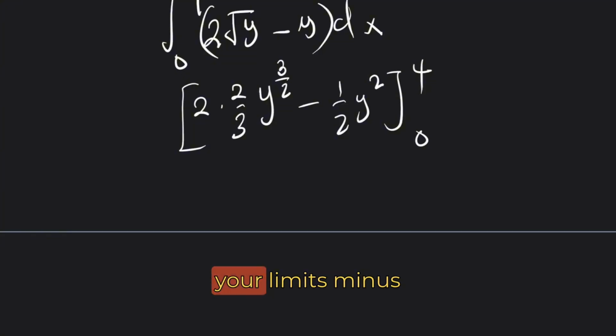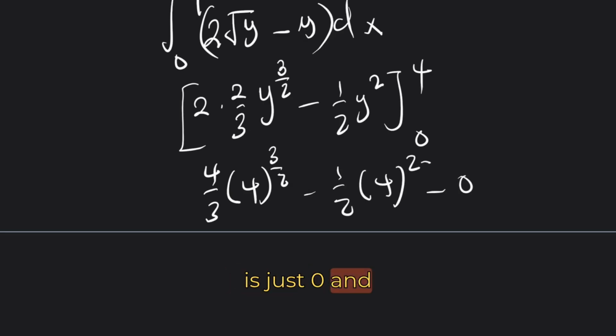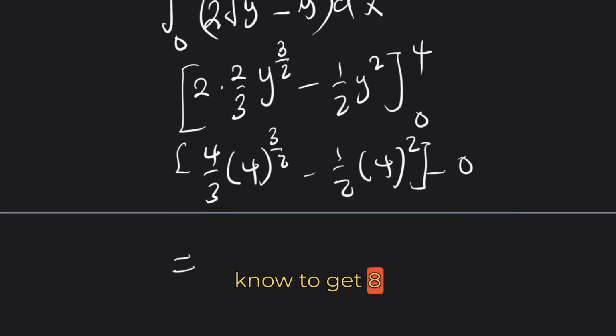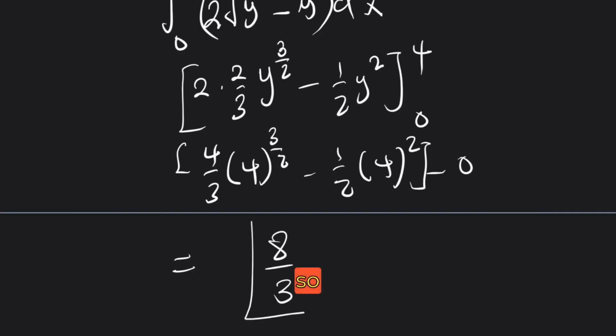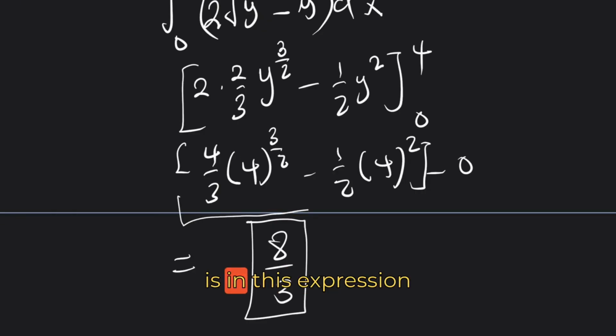When you plug in your limits, minus 0 because that is just 0, and when you simplify this you should be able to get 8 over 3. I leave it as an exercise to simplify the expression.